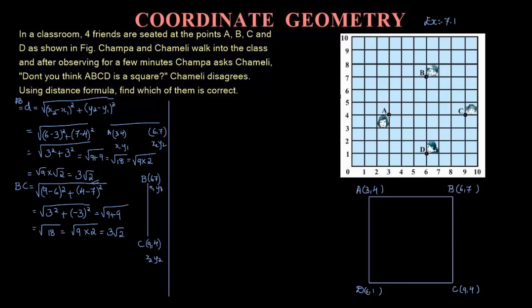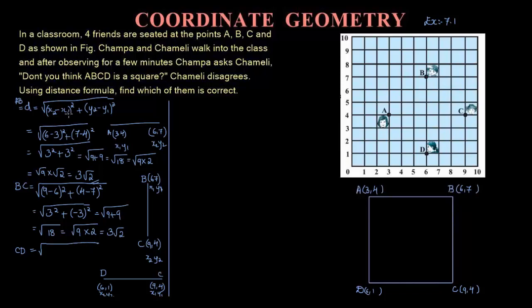Then in the same way, let us now find CD. Let me draw a line here. Let it be C here and D here. So C is 9, 4 and D is 6, 1. Here I take x1, y1 and here x2, y2. After that, let us substitute into the formula. Again, I am not going to repeat the formula. Let us directly substitute the values.